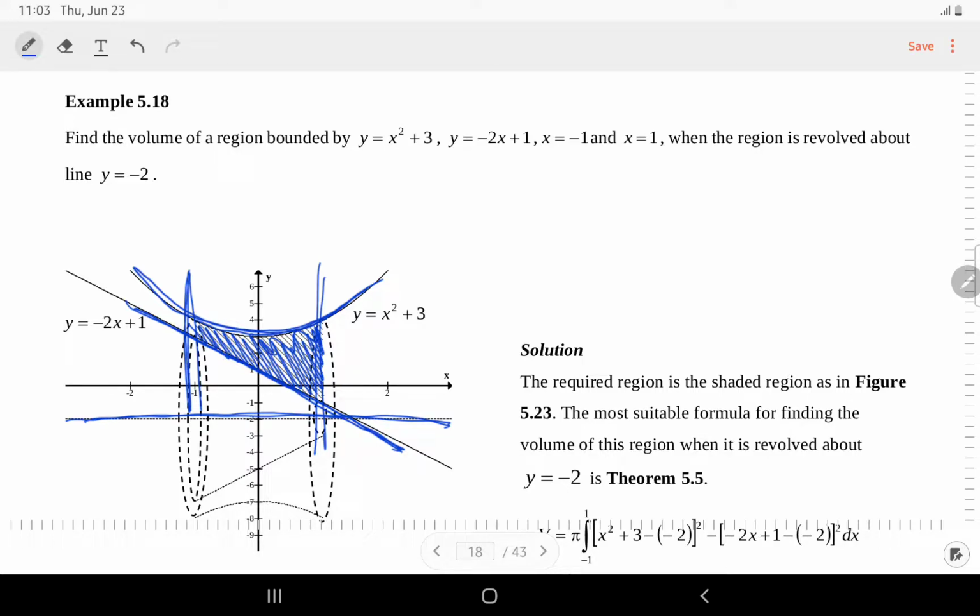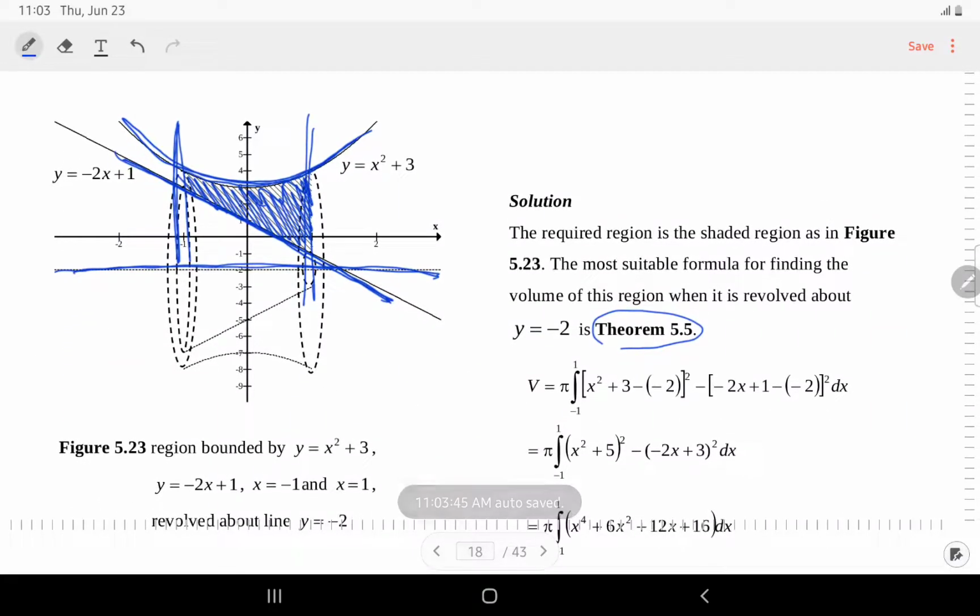formula yang integrate by dx lah. Sama ada formula dekat teorem 5.5 ataupun 5.6. Tapi tadi saya dah bagi tahu apa perbezaan teorem 5.5 dan 5.6. Kalau 5.5, axis of revolution dia belah bawah shaded region. Kalau 5.6, axis of revolution dia belah atas shaded region. So untuk dalam figure ni kita boleh nampak ini axis of revolution dia terletak di bawah shaded region. Shaded region kat sini, axis of revolution kat bawah. So kita guna formula dekat teorem 5.5.